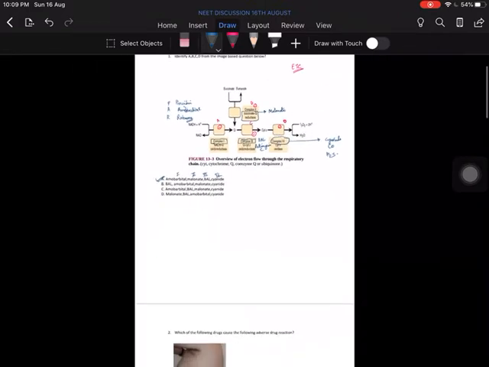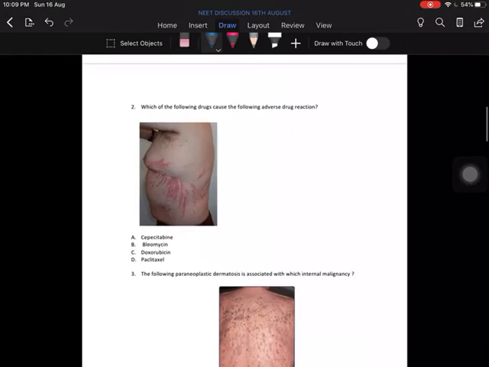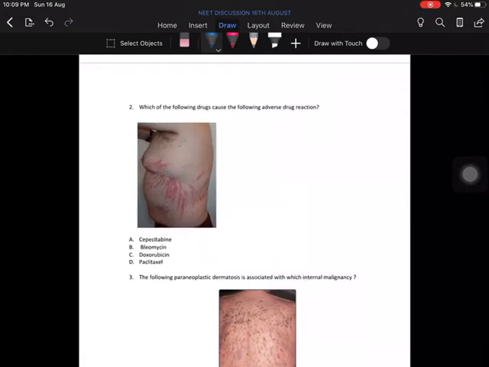Okay, next question. So which of the following drugs cause the following adverse drug reaction? So this is an image based question. So you see that there is a dermatological ADR, and this ADR is known as flagellate dermatitis. So flagellate dermatitis, and this is a known ADR of bleomycin.